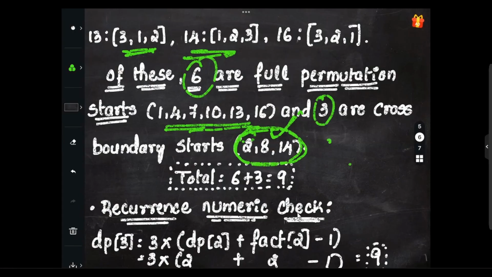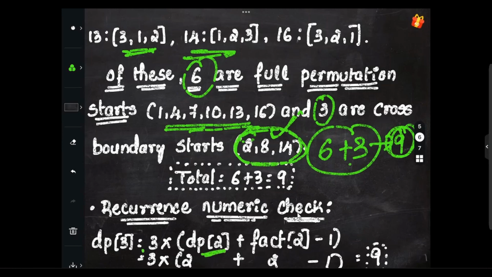So we will be going with the full permutations plus cross boundaries, nothing but 6 plus 3. Here in this case we got 9, right? So now let's go with the recurrence numeric check here. dp of 3 equals 3 into dp of 2. dp of 2, we have the value 2 already, we have found, right? So dp of 1 is 1, dp of 2 equals 2, and dp of 3 we are calculating.